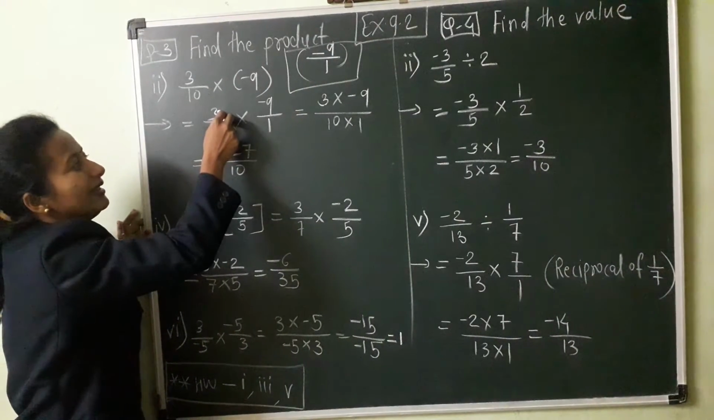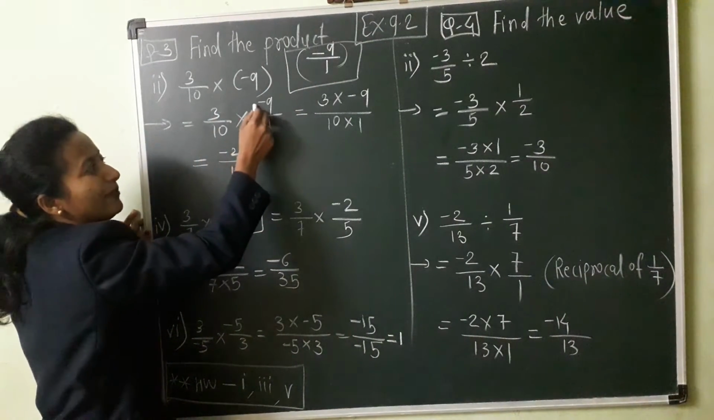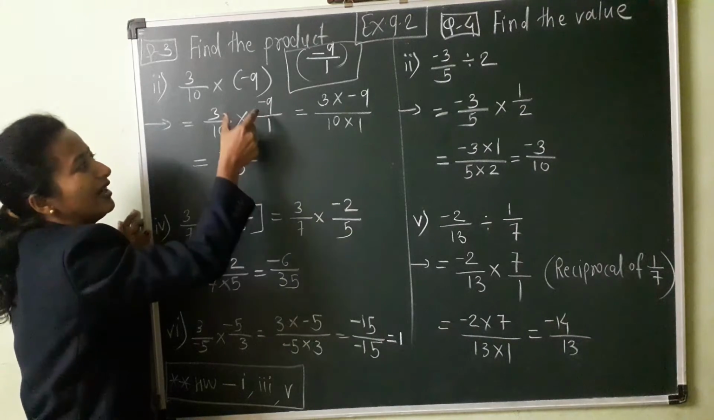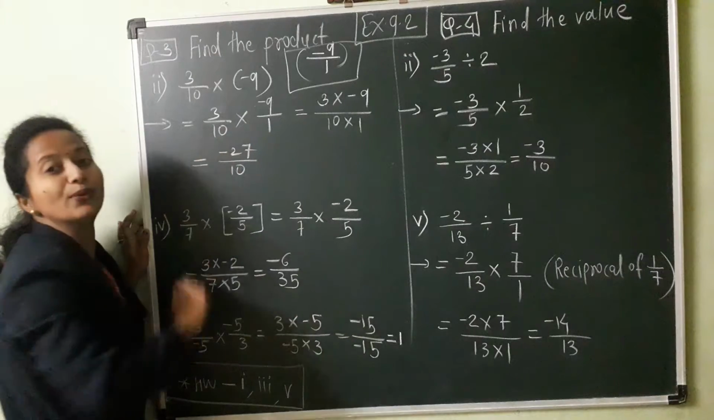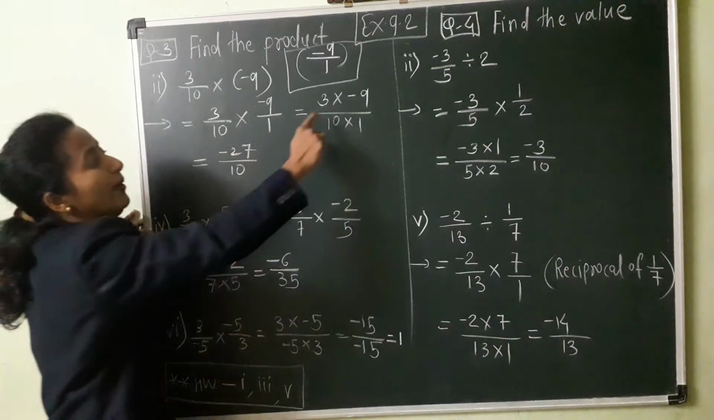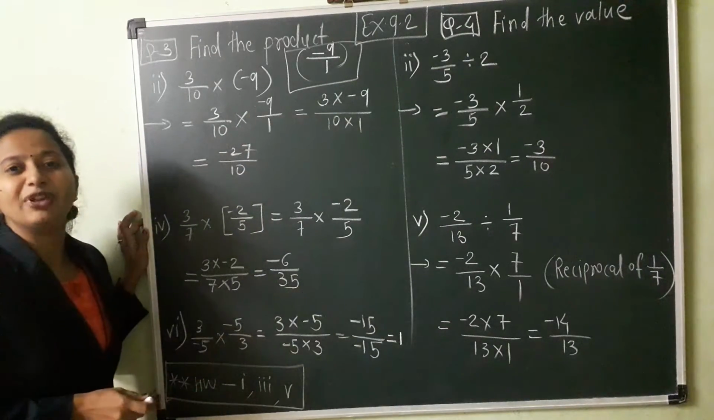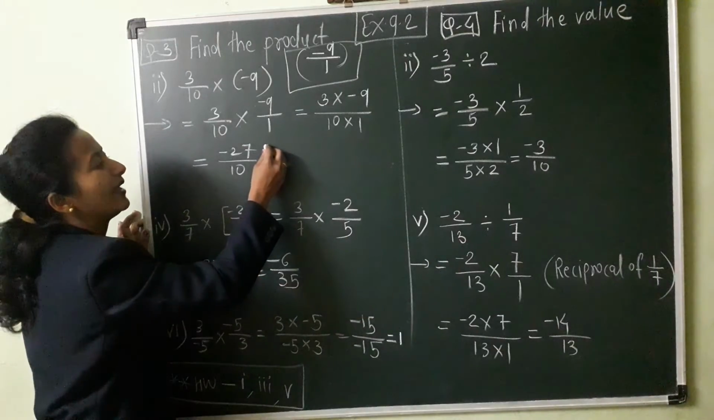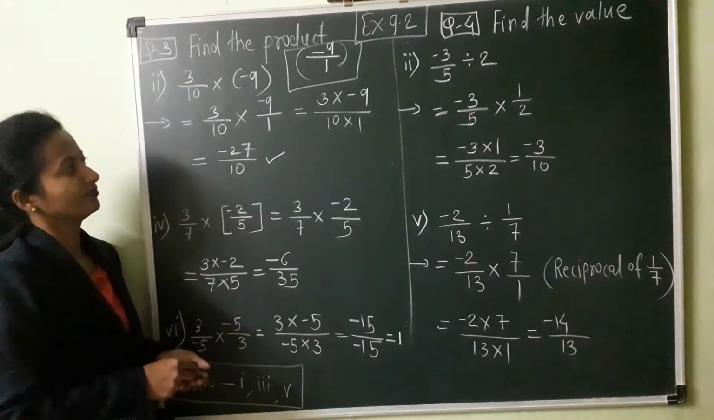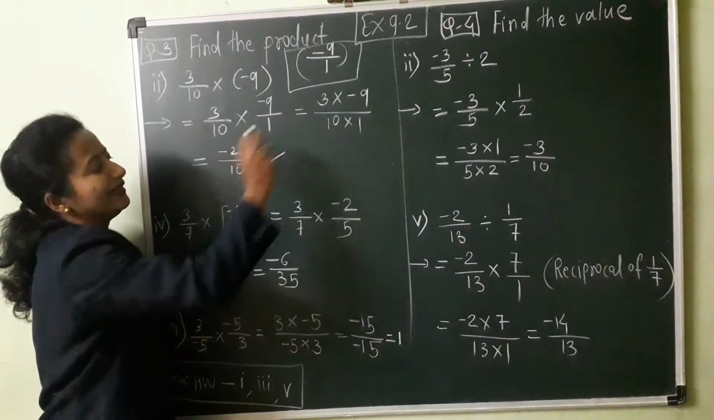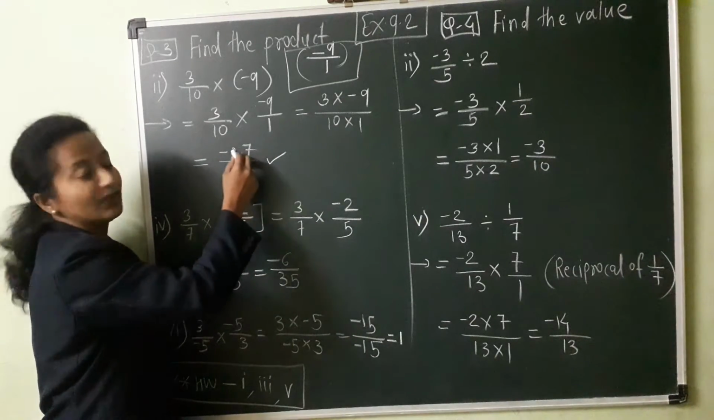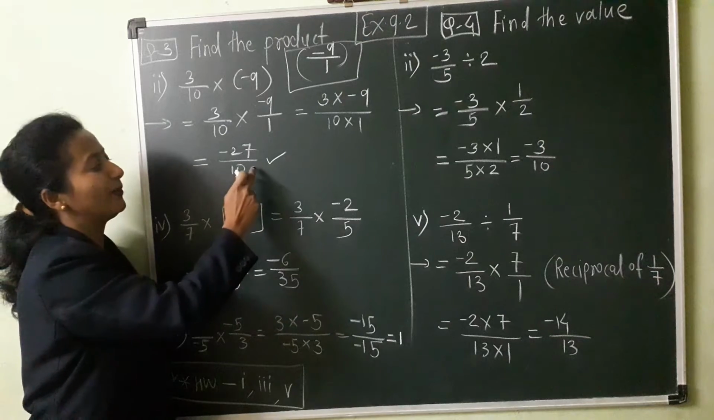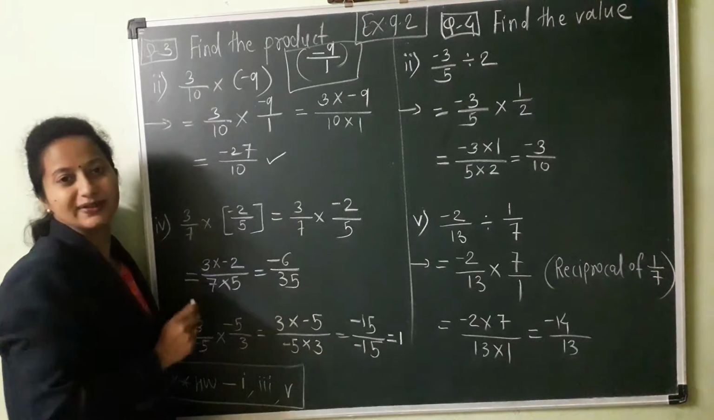Next step, 3 upon 10 multiplied by minus 9 upon 1. So multiply 3 into minus 9 upon 10 into 1. So minus 9 multiplied by 3 will be minus 27, which is the numerator, and 10 ones are 10. 9 3s are 27, and the minus sign will be there, upon 10. So minus 27 upon 10. This is the answer for the second question.